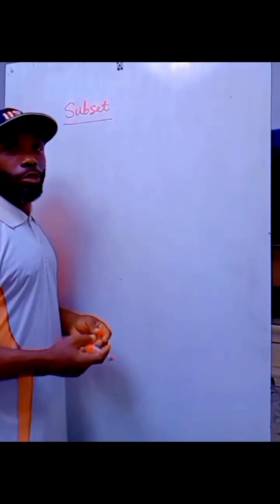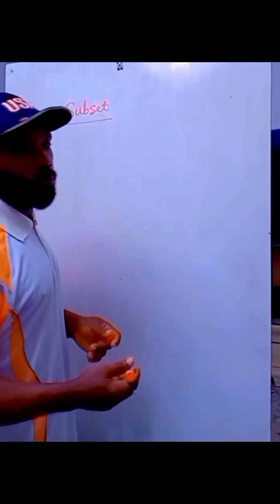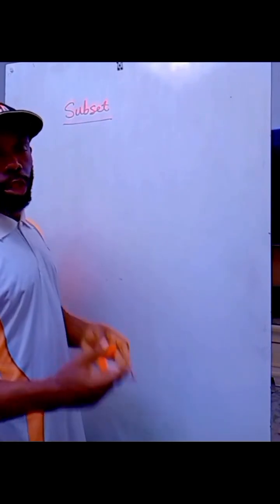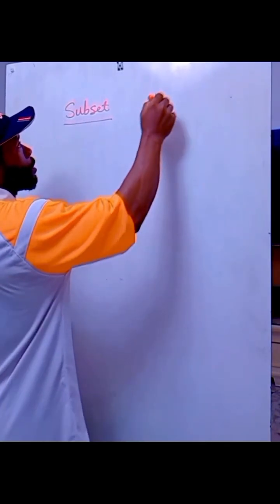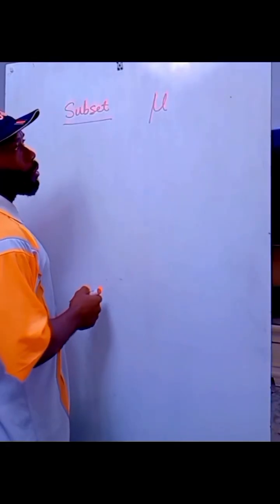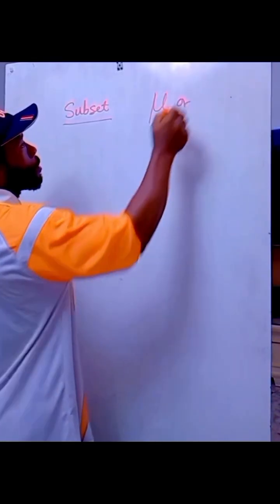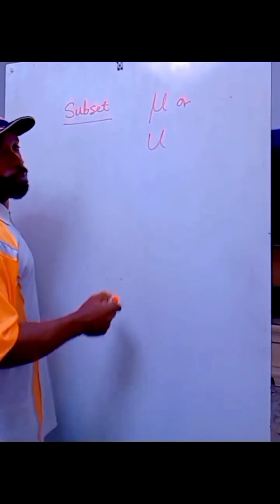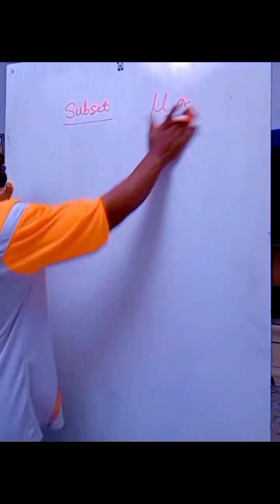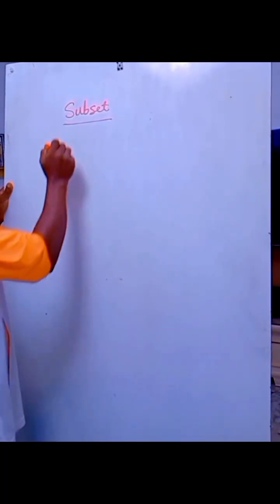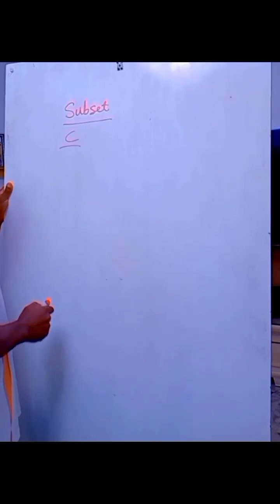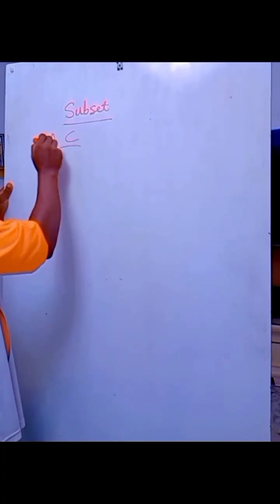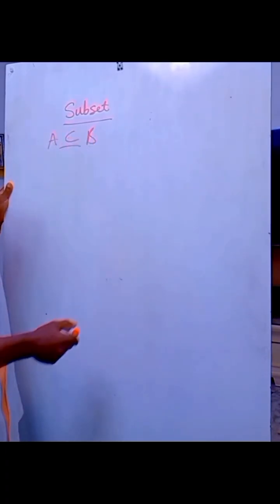In the previous section, I talked about a universal set, but I didn't mention the notation for universal set. The notation for universal set is this symbol, or U. The notation for a subset is this symbol. So you can say that A is a subset of B.